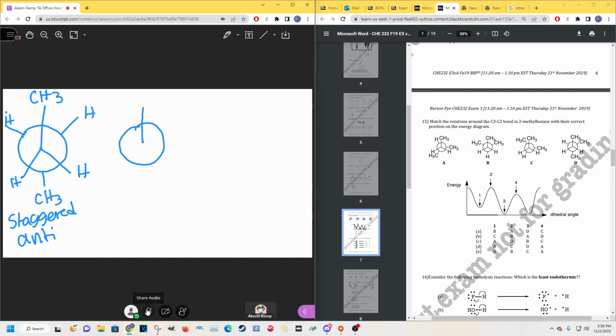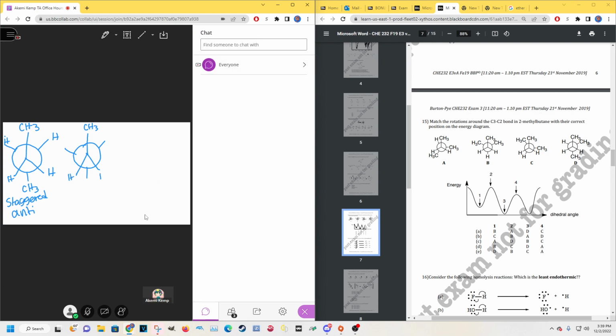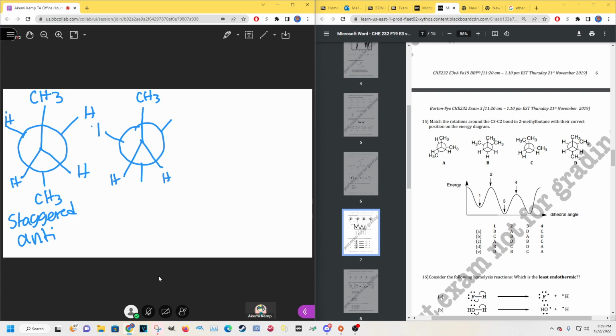Let me draw it the same way. Now let's say we did a 120 degree rotation with the big carbon in the back. So the front I'm gonna keep the same. Then that means this hydrogen ends up here, the other one ends up here, and then the methyl ends up here. This is staggered gauche because the two big groups are next to each other. They're still pretty far apart, but they're still near. So it's staggered gauche. Then we have the eclipsed.